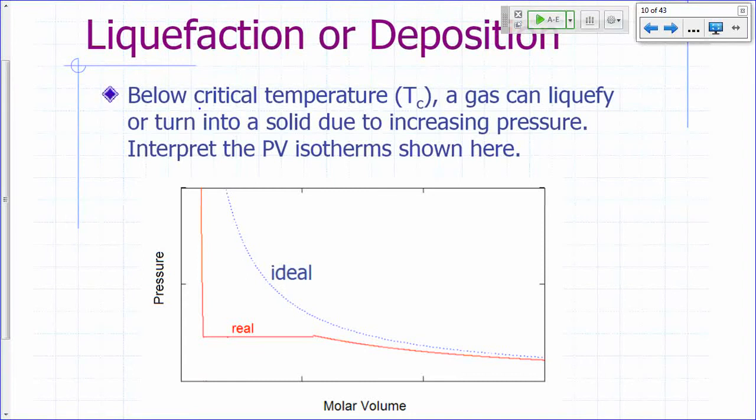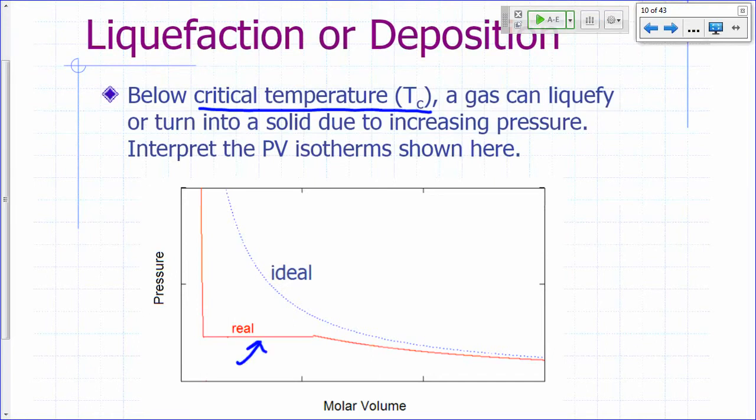There's a certain temperature above which you cannot liquefy a gas, and that's called the critical temperature. So below the critical temperature, you can actually change the gas to either a solid or a liquid by simply increasing the pressure. You can maintain its temperature, but you can turn it into a solid or a liquid by increasing its pressure.